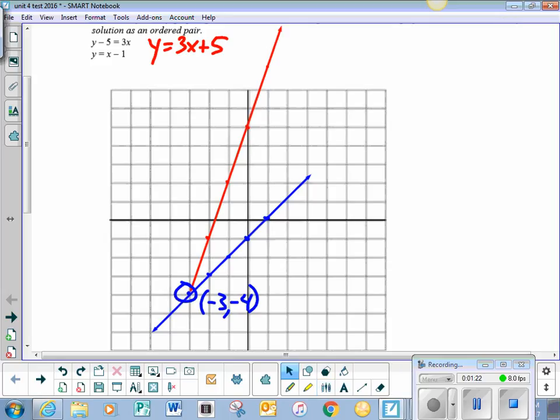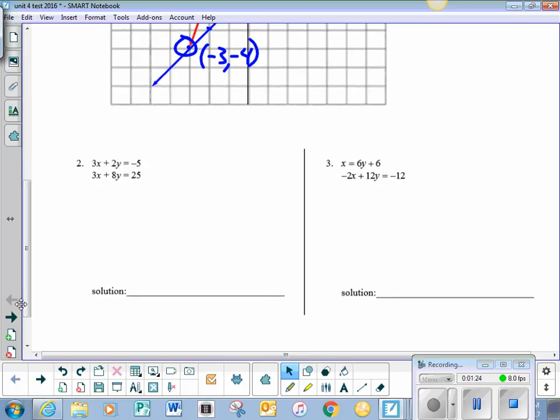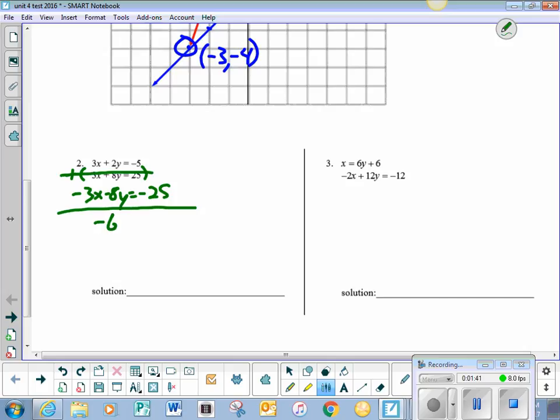Okay. Number 2 sets up beautifully for elimination. If I multiply by -1, I get -3x minus 8y equals -25. When I combine those, everybody's attention up here, please. I get -6y equals -30. Y equals 5. So my ordered pair is 5.